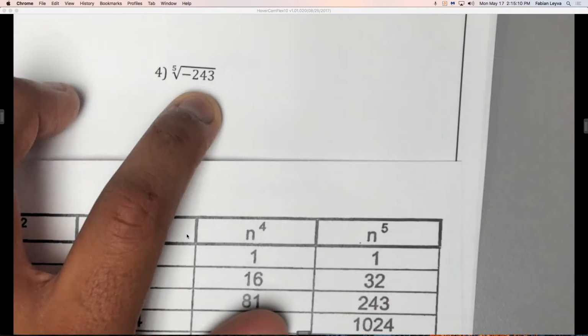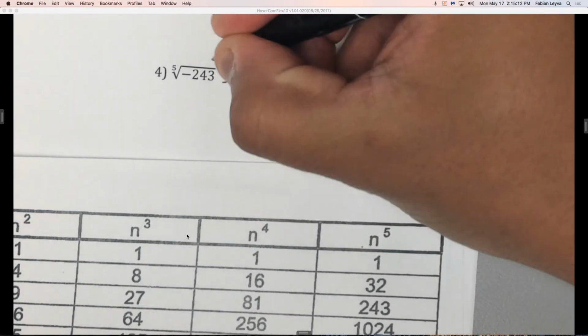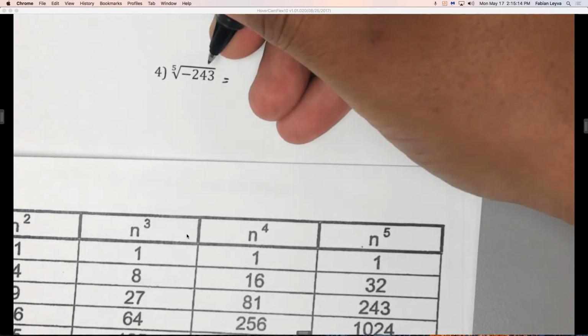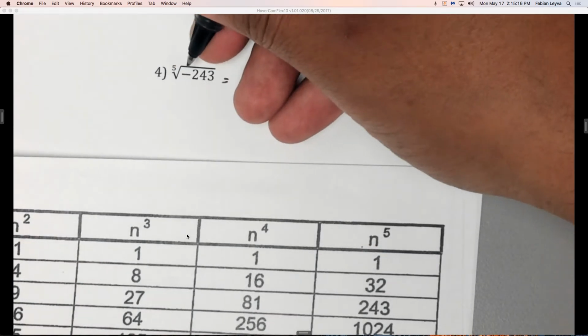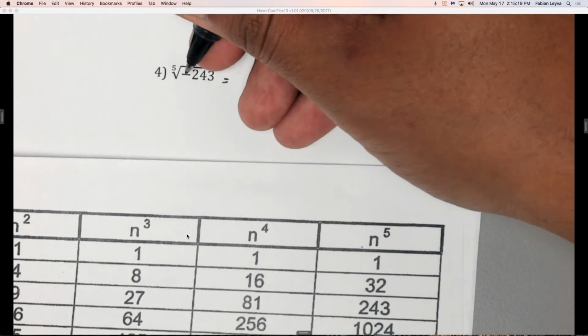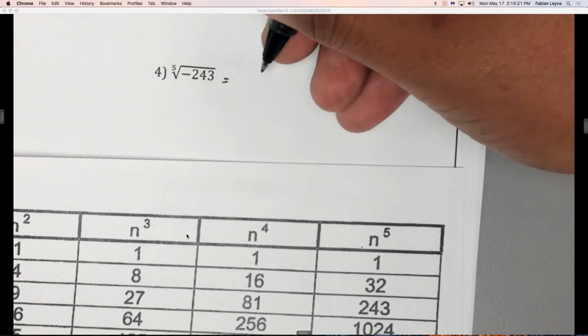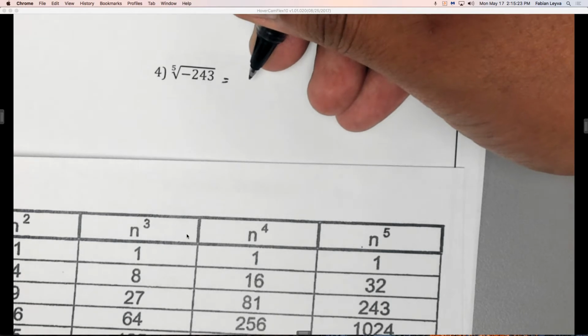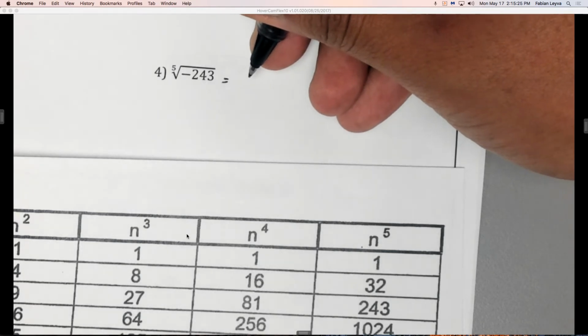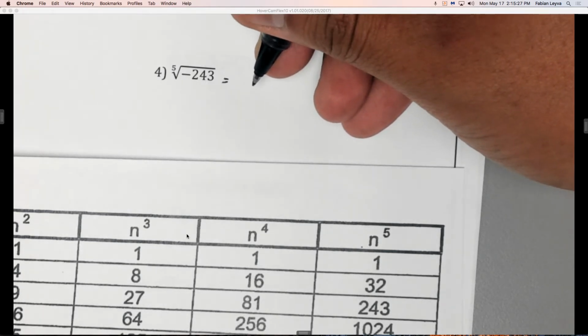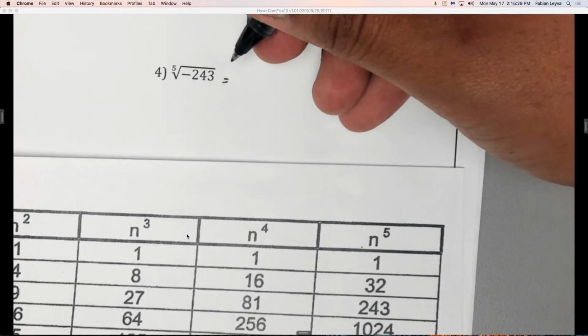Notice you're taking a fifth root of a negative number. Now, before you start actually figuring out what times itself 5 times equals 243, let's concentrate on a negative. Now, if we're looking for a number that multiplies itself 5 times, what is true? Does it have to be negative or positive, or does there exist a number that multiplies itself 5 times to equal negative?